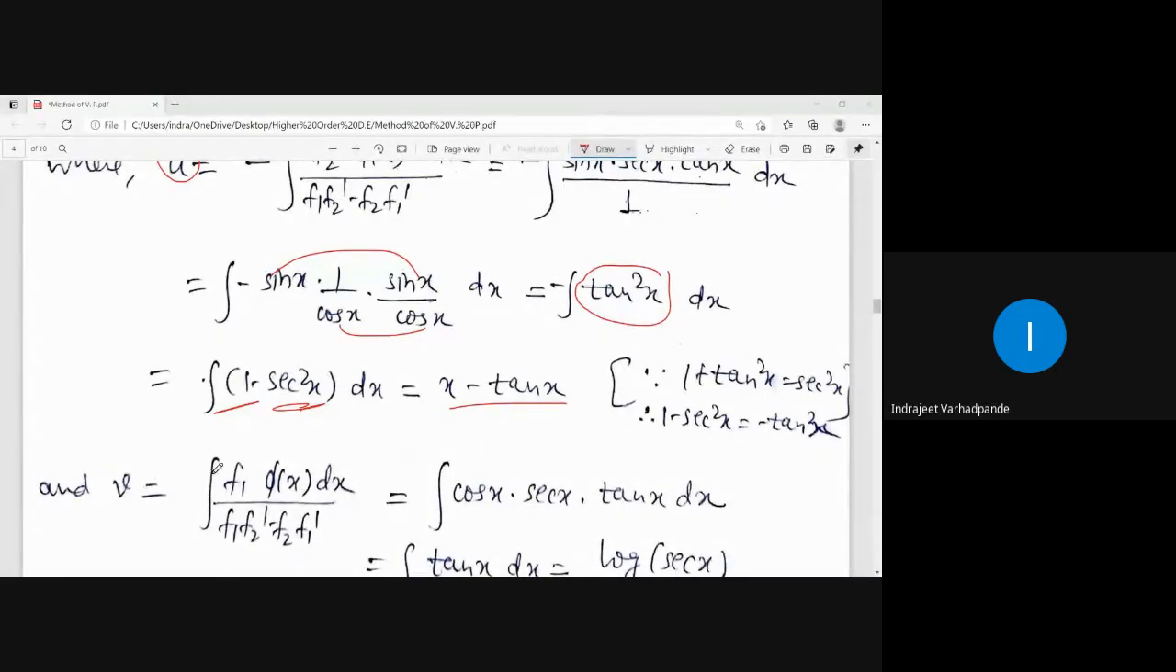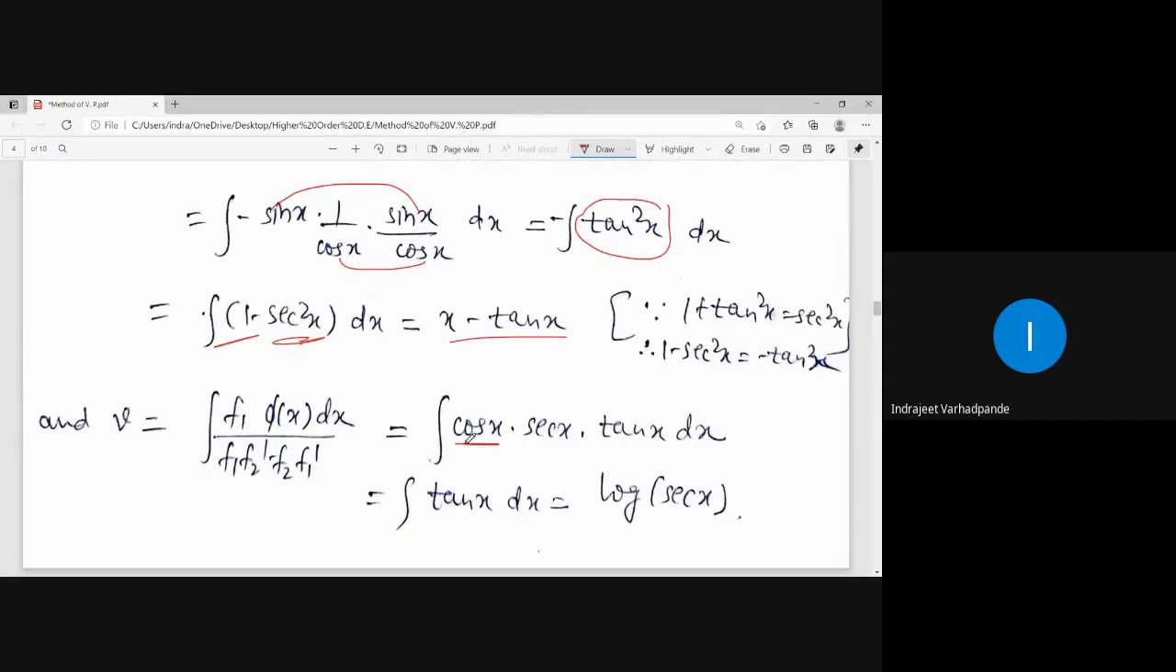Now v is equal to integral f1 into phi of x dx upon f1 f2 dash minus f2 f1 dash. What was f1? Cos x. What is phi of x? Sec x into tan x. Denominator we did not have to write because it is 1. So sec x is 1 upon cos x. Cos x gets cancelled. Only we are left with tan x. What is integration of tan x? Log of sec x. So v is also easily calculated.